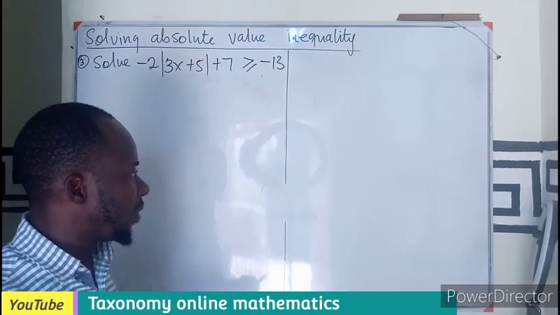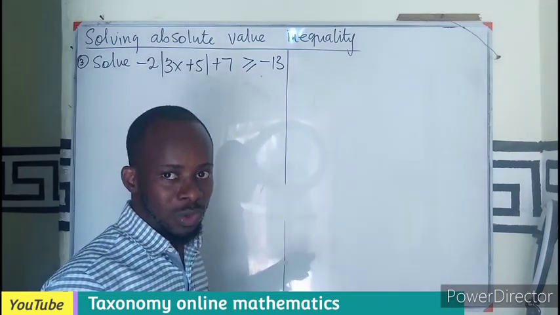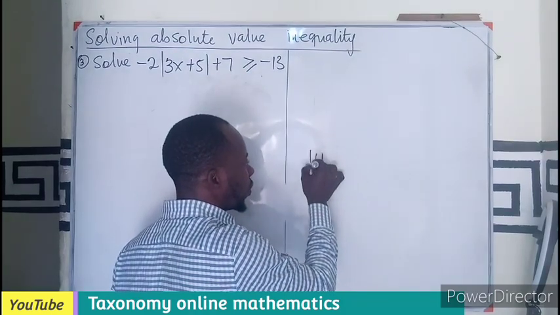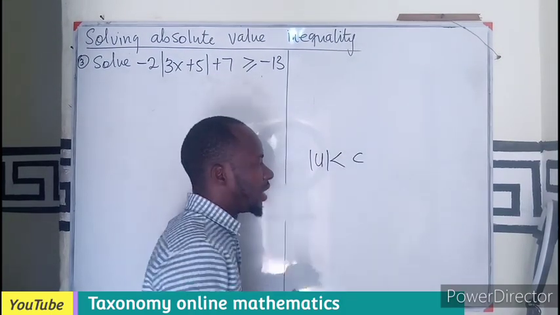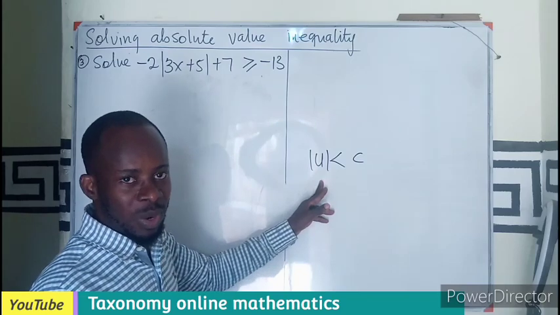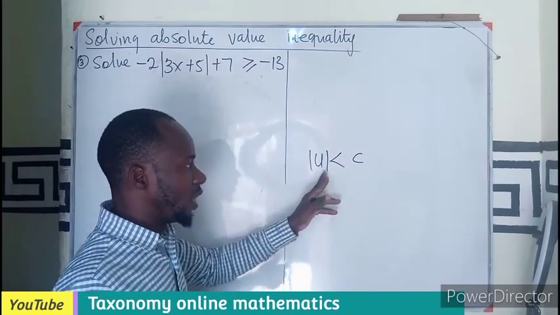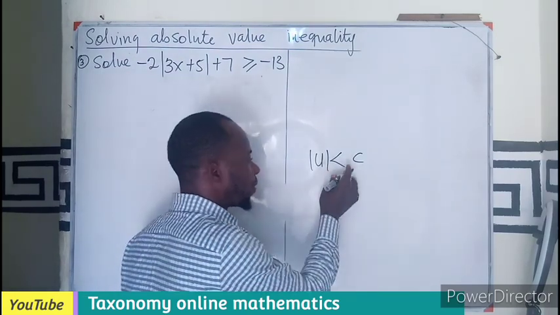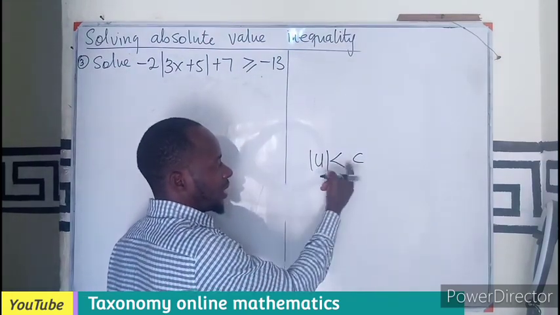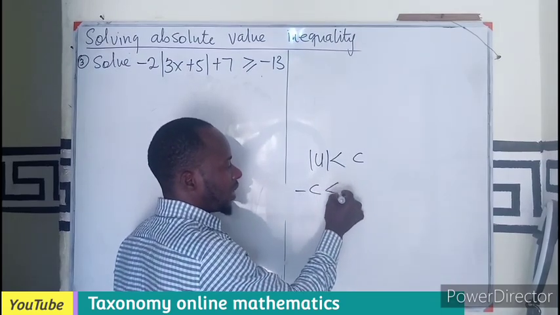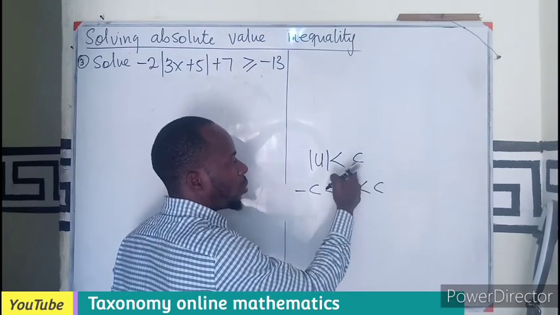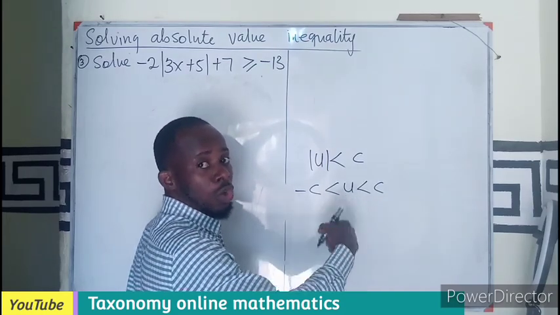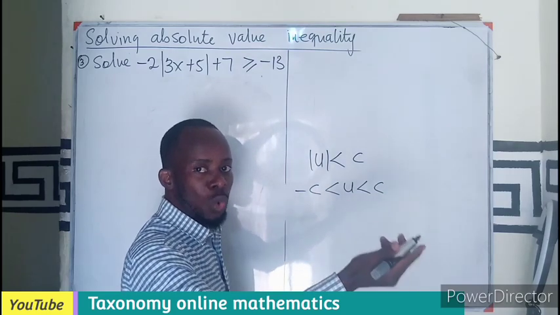positive. But we've learned in the previous episode, you can check it out in my playlist, that if I have |u| less than c, where u simply means any algebraic expression, the solution to this kind of absolute value is going to be that the negative of c is less than u, less than the positive of c. This will be the solution. So if this is an algebraic expression, you solve it as a compound inequality.